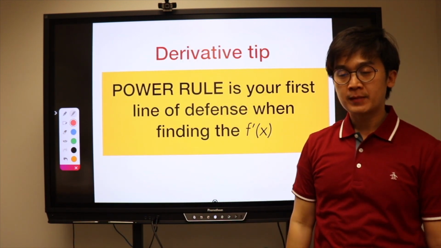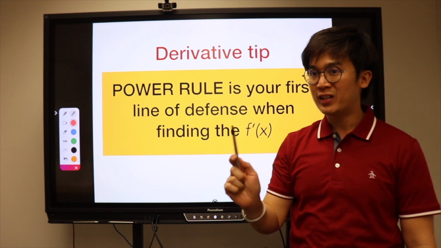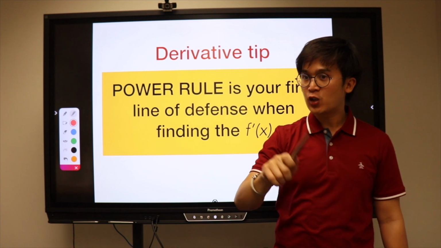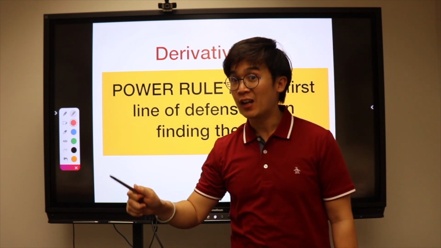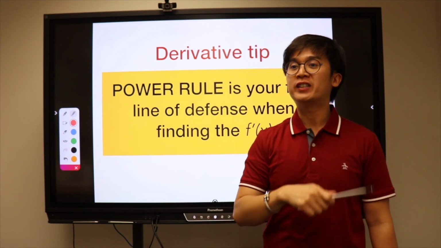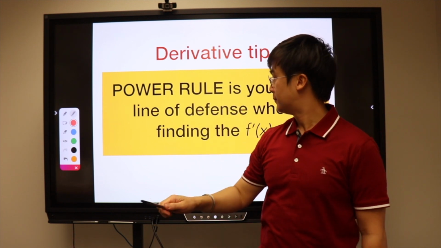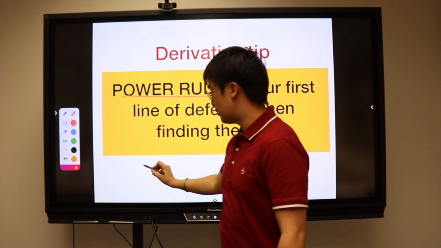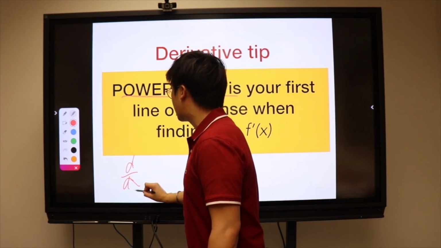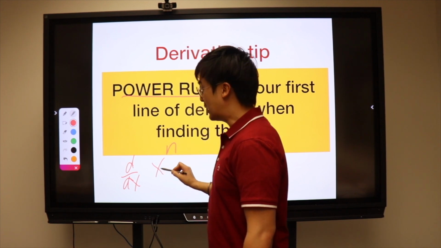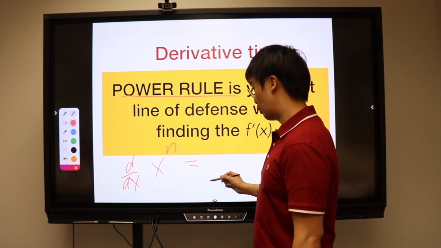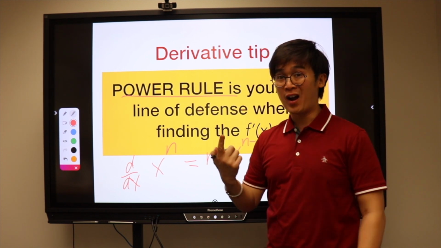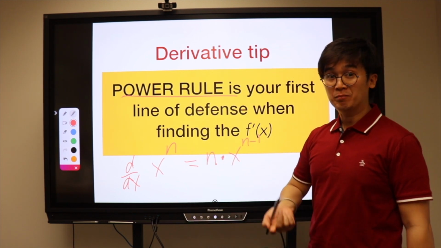Derivative tip. Your first line of defense when you're working with derivatives is the power rule. When we are working on limits, your first line of defense is substitution. If substitution is not working, use another technique. In derivatives, power rule. Do you still remember what the power rule is? Good. So if I'm going to take the derivative of x to the n, according to the power rule, you bring down n and subtract 1 from the exponent. And that is your power rule.